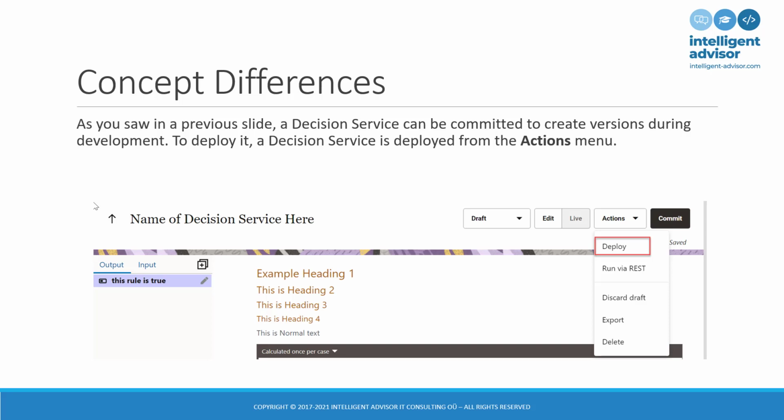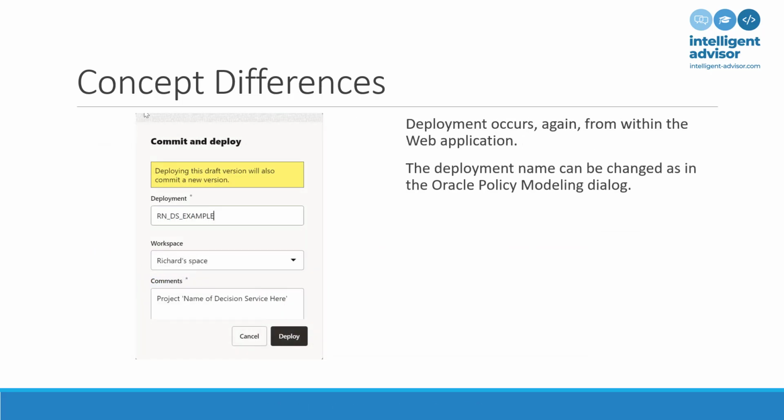Here for reference is a screenshot on the left-hand side of the deploy dialog. And you'll notice that the deploy dialog looks very similar to when you deploy from Oracle Policy Modeling. You choose a deployment name, which is not necessarily the same name as the decision service. You choose a workspace, and you add some comments.